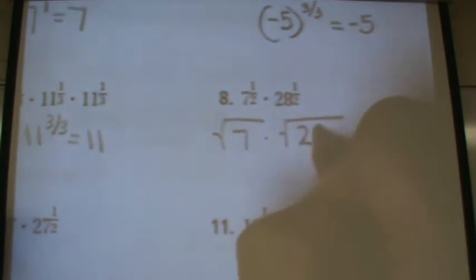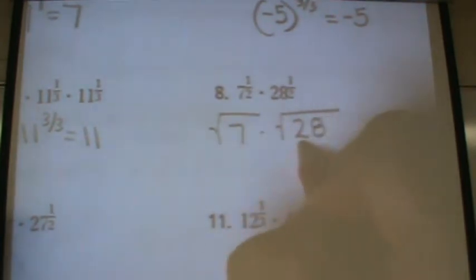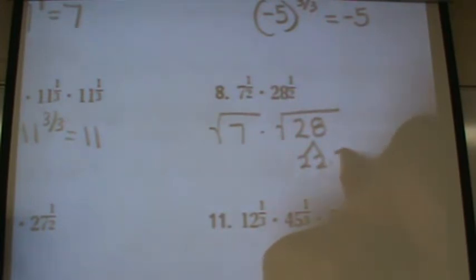Number 8, you've got the square root of 7 times the square root of 28. So we're looking for 2 of a kind. Well, 28 is 2 times 2 times 7. 4 times 7 is 28. So we've got a pair of 2's and a pair of 7's. 7 times 2 is 14.